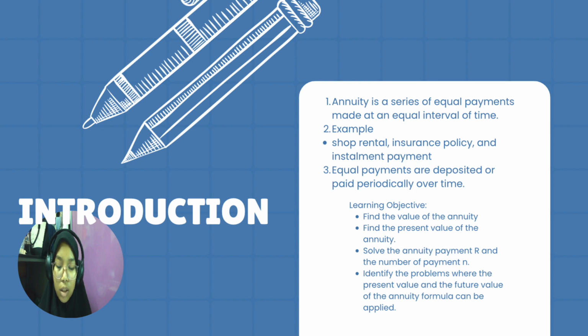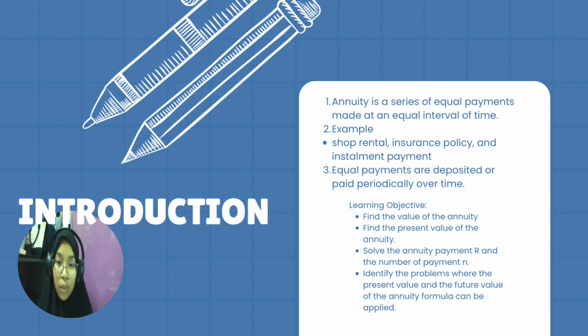And equal payment is received or benefited periodically over time. For instance, I make a deal with a bank and I'm deciding to pay the loan every 2 months at around 200. So basically, I have to pay another 2 months and another 2 months with the same amount.